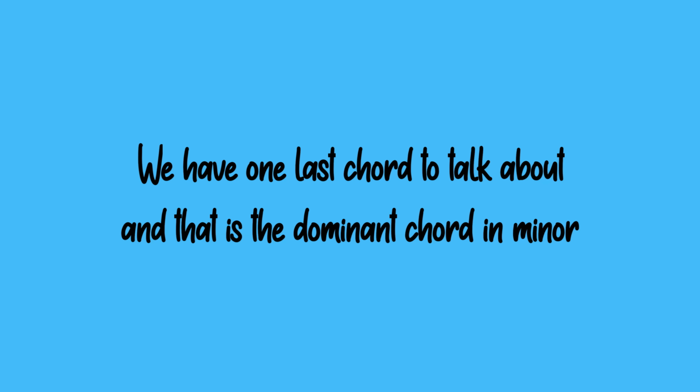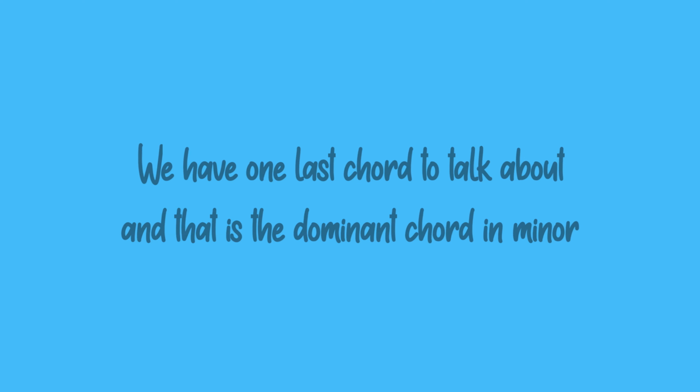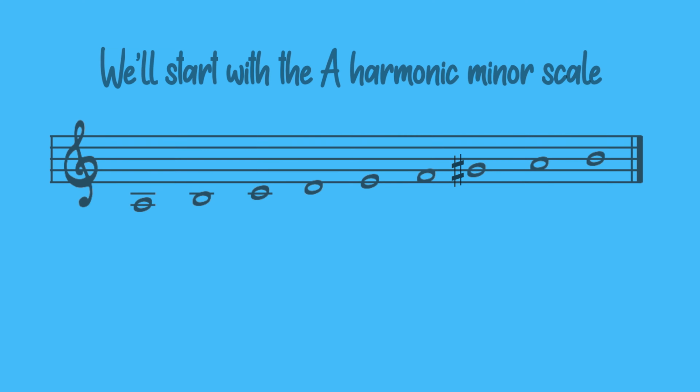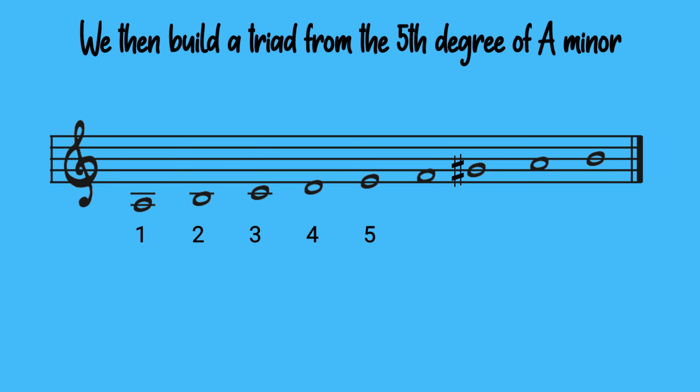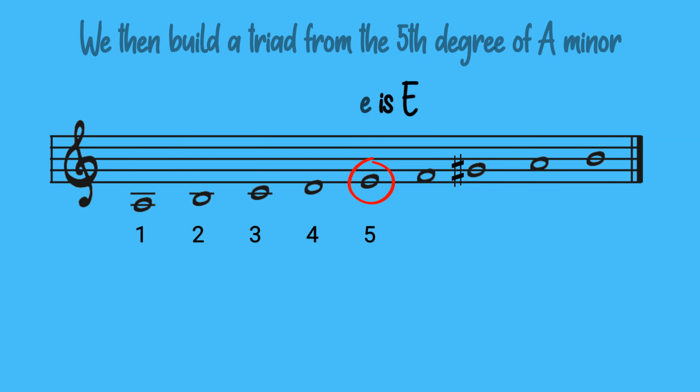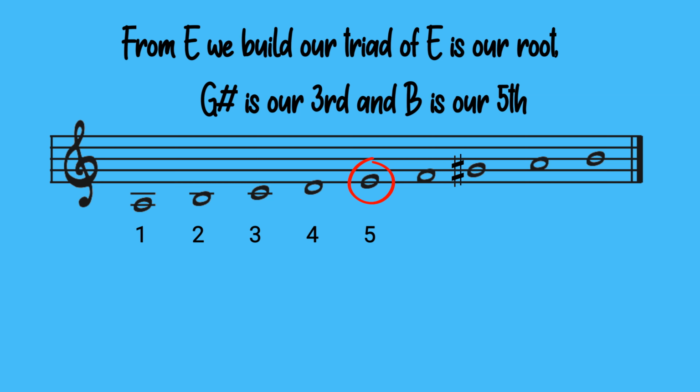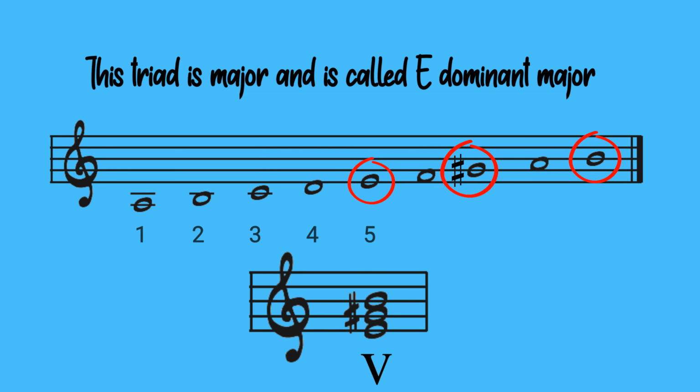We have one last chord to talk about, and that is the dominant chord in minor. Let's resort to A minor again. We'll start with the A harmonic minor scale. We then build a triad from the fifth degree of A minor. That note is E. From E, we build our triad with E as our root, G sharp as our third, and B as our fifth. This triad is major and is called E dominant major.